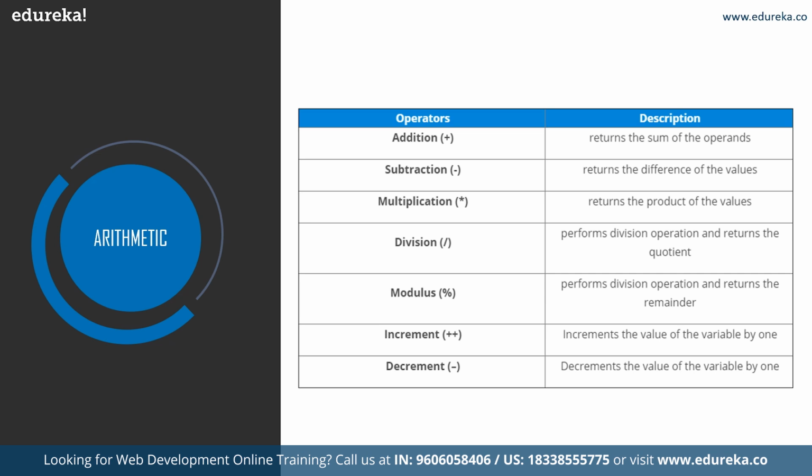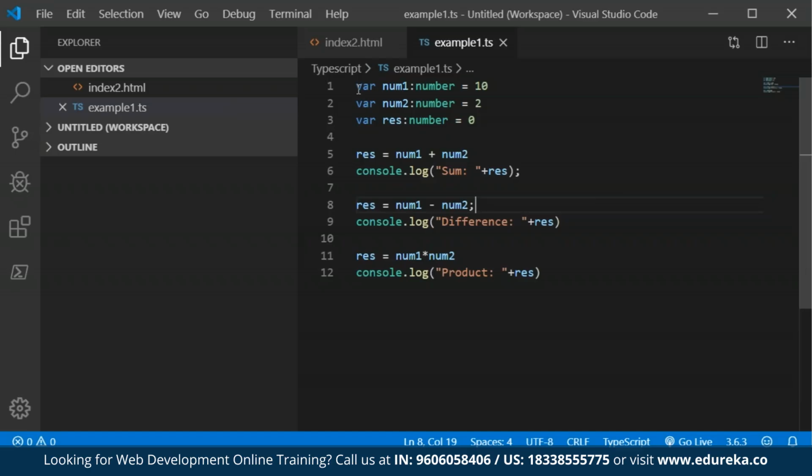Next up is the increment operator, which increments the value of the variable by 1. And finally, we have the decrement operator, which decrements the value of the variable by 1. So here is an example for operators.